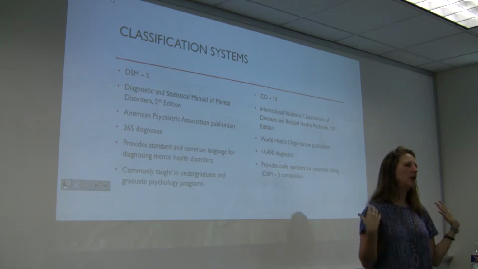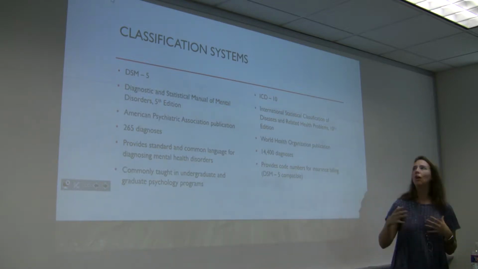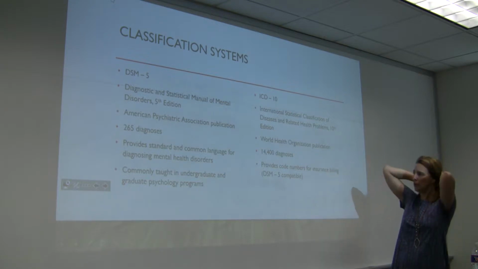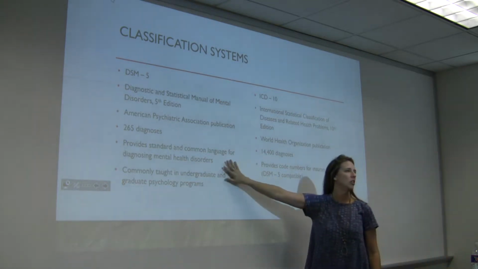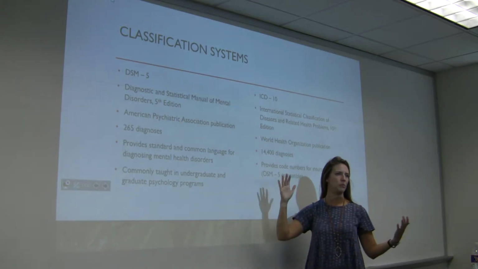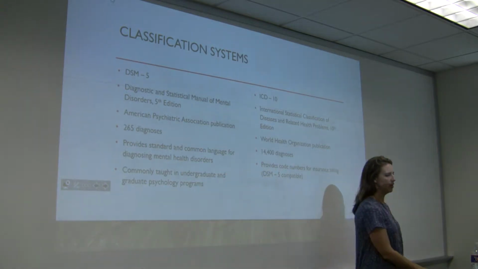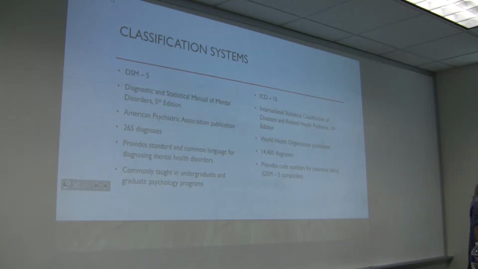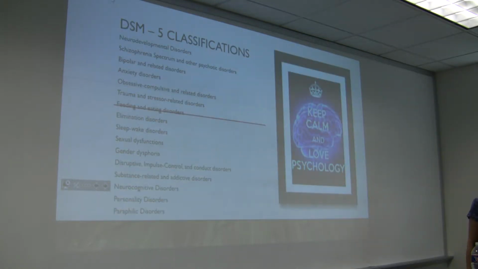And so our entire insurance system is built along the lines of the ICD-10. So they're pretty compatible. The DSM-5 gives us a lot more information than the ICD-10. The ICD-10 gives us the standardized billing codes that we use. So know that there are both of those things. There are lots of classifications.